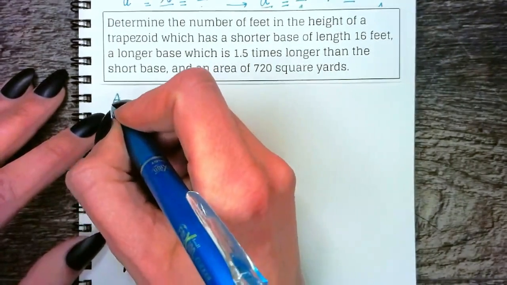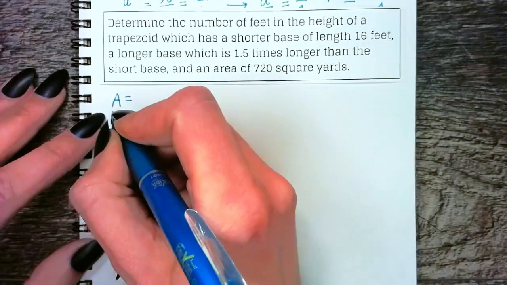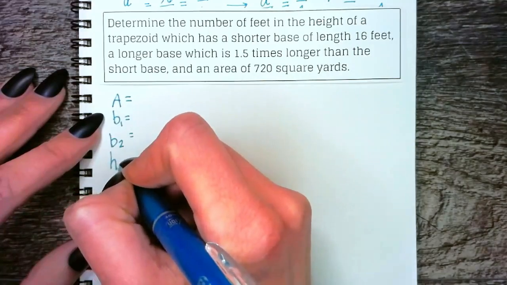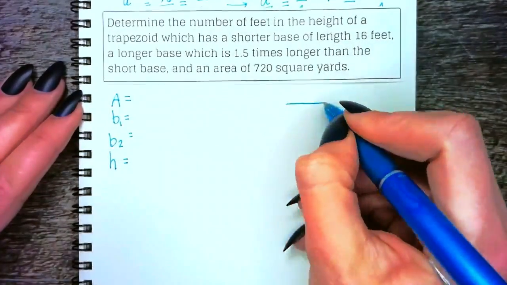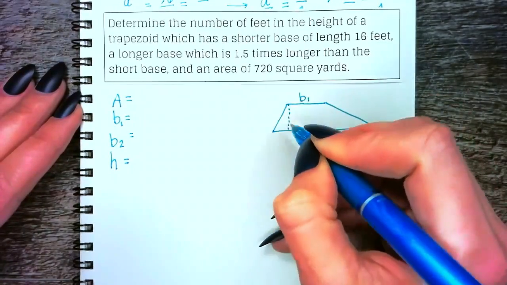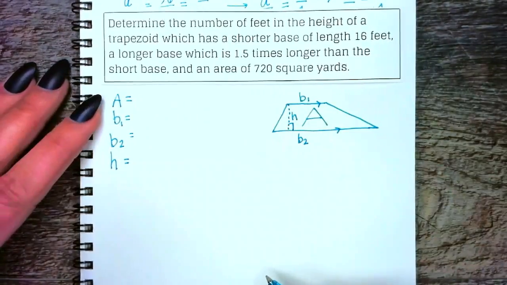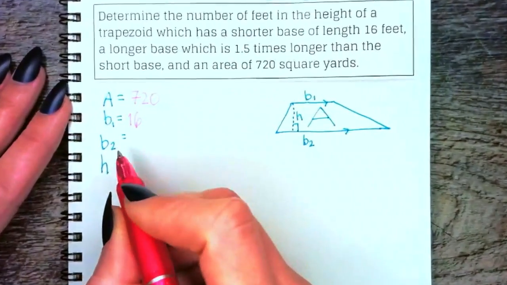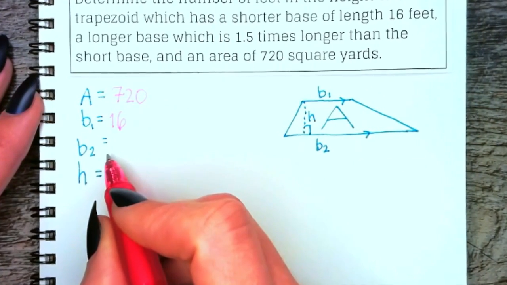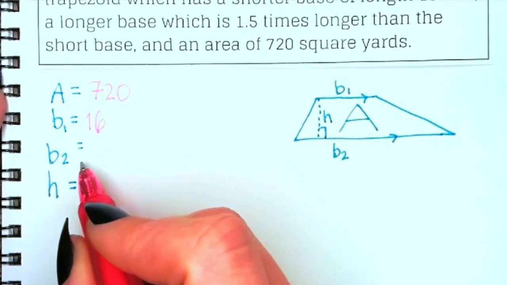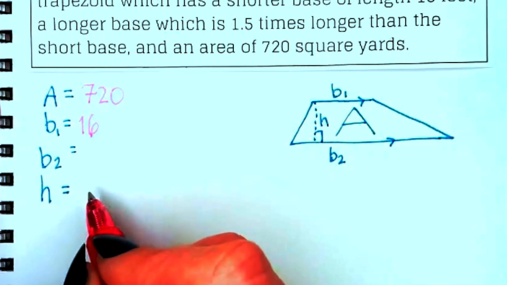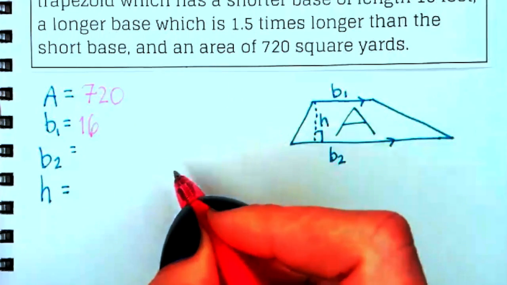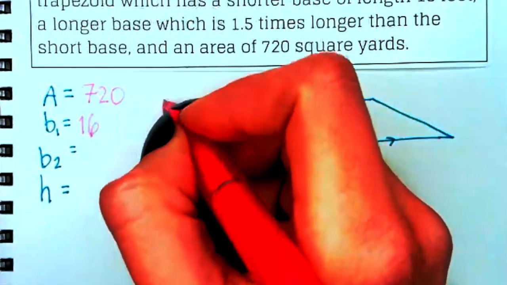Okay, so you know the area. We're talking about a trapezoid. If you have a trapezoid, then you have base 1, base 2, and height to consider. Do you need to draw a picture? Not really. Could you? Sure. Here's my picture. Area is 720 square yards. The shorter base has a length of 16 feet. The longer base is 1.5 times longer than the short base. If I said that it was 2 times longer than the short base, then it would be 32. All you need to do is multiply by that number.